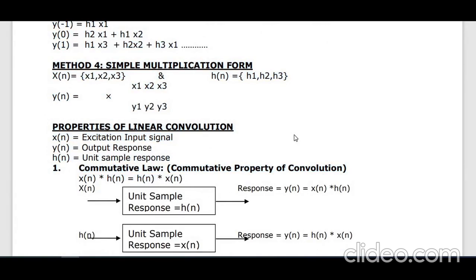Similarly, by using the simple multiplication formula method, it's simple only. We need to take the x value and y value and cross multiply. So these are the three methods to simplify the linear convolution.